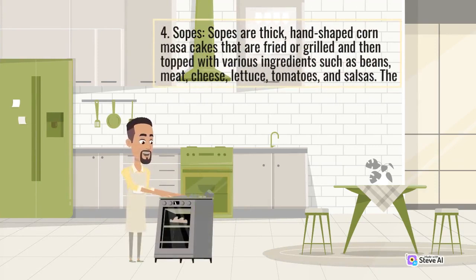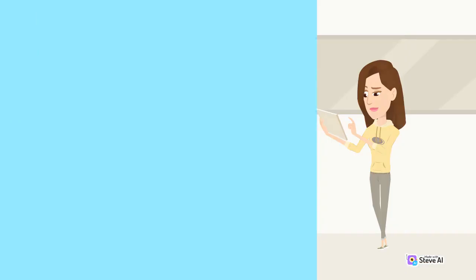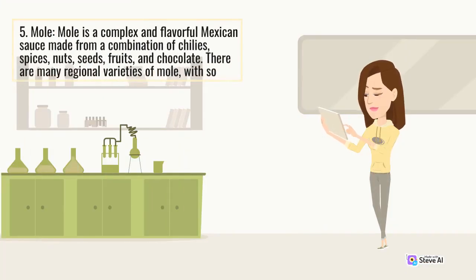4. Sopes. Sopes are thick, hand-shaped corn masa cakes that are fried or grilled and then topped with various ingredients such as beans, meat, cheese, lettuce, tomatoes, and salsas. 5. Mole. Mole is a complex and flavorful Mexican sauce made from a combination of chilies, spices, nuts, seeds, fruits, and chocolate. There are many regional varieties of mole.